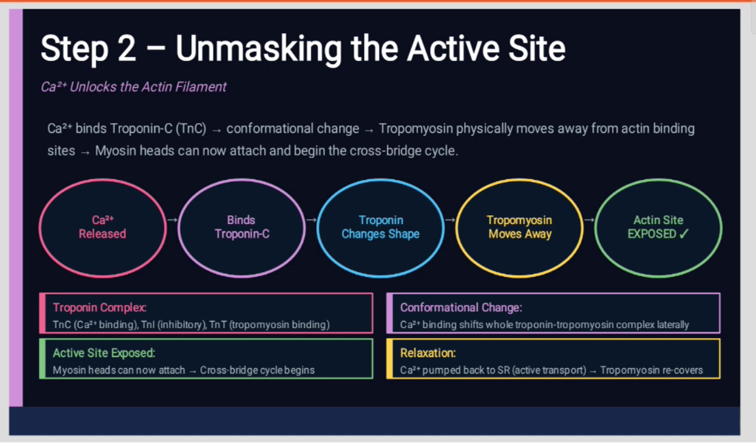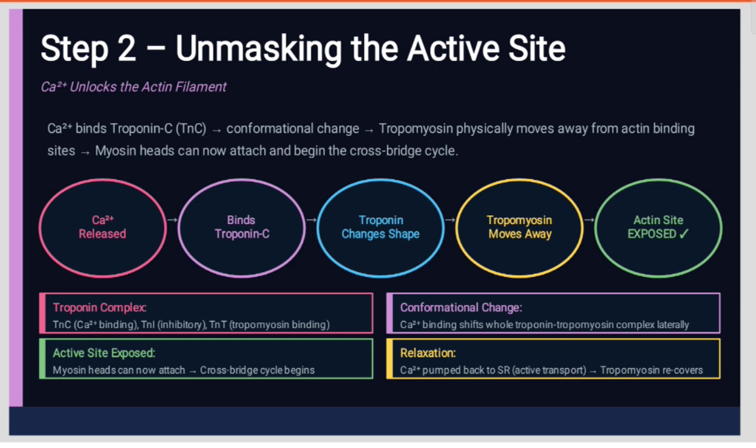The safety is off. The myosin heads can now physically reach and attach to actin. This is the start of the cross bridge cycle. Now the sequence in simple terms: calcium is released from the sarcoplasmic reticulum and floods the sarcoplasm. Next, calcium binds to troponin C. The troponin complex changes shape. Tropomyosin rolls aside. The actin binding site is exposed and cross bridge formation begins.